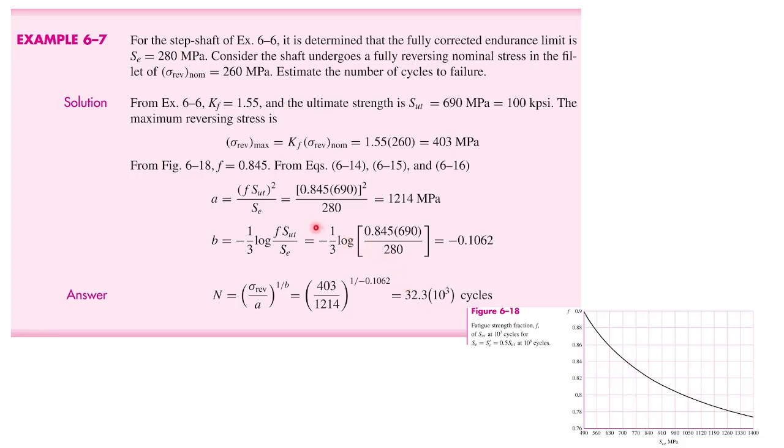Okay? So, after calculating A and B, you would use the equation of SF is equal to A multiplied by N to the power B to get the N. The SF is the maximum reversed stresses acting in the fillet, which is 403 megapascal. So you will solve for N, which is the number of cycles to failure. So sigma reverse maximum, which is 403 over A, all to the power 1 over B. So the number of cycles to failure would be 32.3 multiplied by 10 to the power 3 cycles.